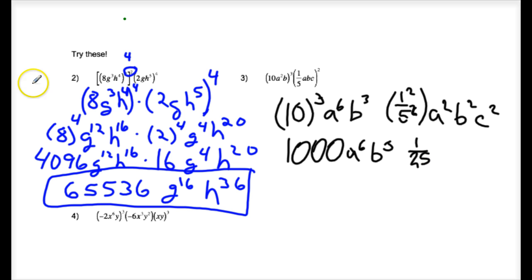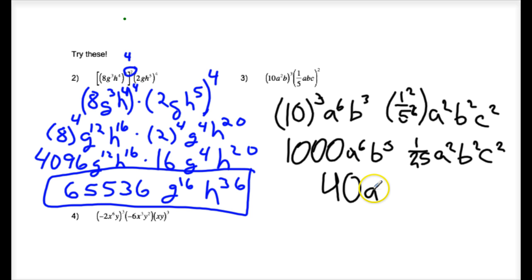Do I still need parentheses? You could, or you put dots around it. Just know that it's all multiplication, Kevin. Nice. Now you might need your calculator to do 1,000 times 1/25. It's 40. Guys, practice typing that in. 1,000 times 1/25. Then a's is going to be to the 8th, b's to the 3rd, to the 5th, and then c to the 2nd. Done. You got the right answer.